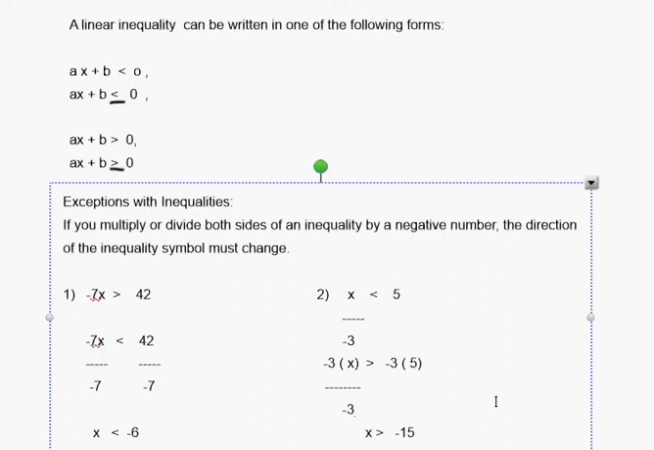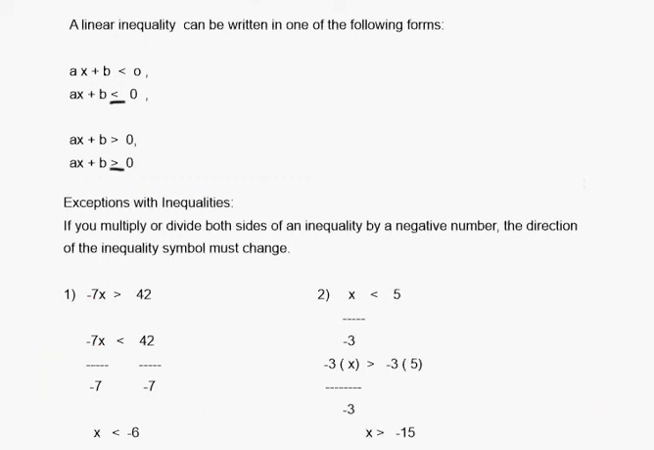But notice, each time our inequality symbol changed because we either divided both sides of the inequality by a negative number or we multiplied both sides of the inequality by a negative number.